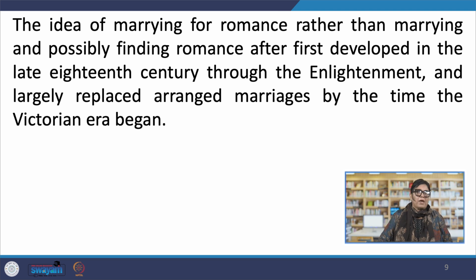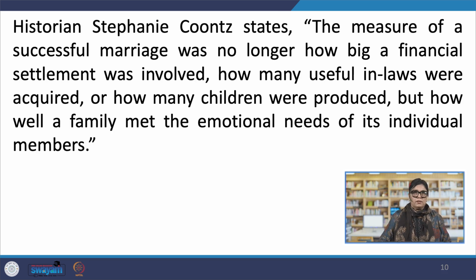The idea of marrying for romance, rather than marrying and possibly finding romance after, first developed in the late 18th century through the Enlightenment and largely replaced arranged marriages by the time the Victorian era began. Because of this, the definition and characteristics of a successful marriage also changed. Historian Stephanie Coontz states, the measure of a successful marriage was no longer how big a financial settlement was involved, how many useful in-laws were acquired, or how many children were produced, but how well a family met the emotional needs of its individual members.